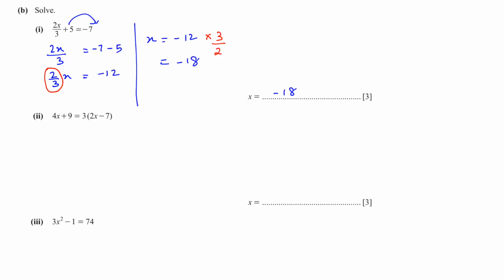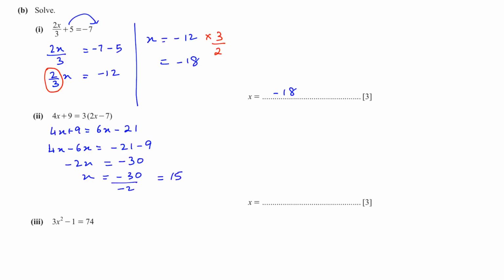The other question is again expanding. So 4x plus 9 is equal to 3 multiplied by 2x will give us 6x, and 3 multiplied by negative 7, negative 21. Bring the x's on one side and the numbers on one side. So negative 2x is equal to negative 30. Divide negative 30 by negative 2 and you will get 15. Therefore, x is equal to 15.